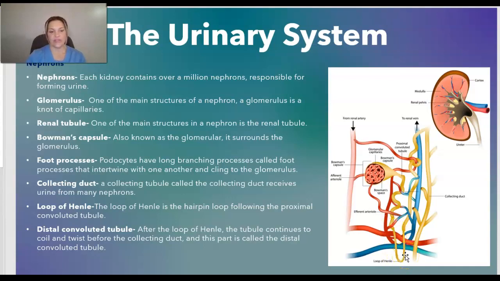And then you also have the distal convoluted tubule. After the loop of Henle, the tubule continues to coil and twist, as you can see here, before the collecting duct. This part is called the distal convoluted tubule.